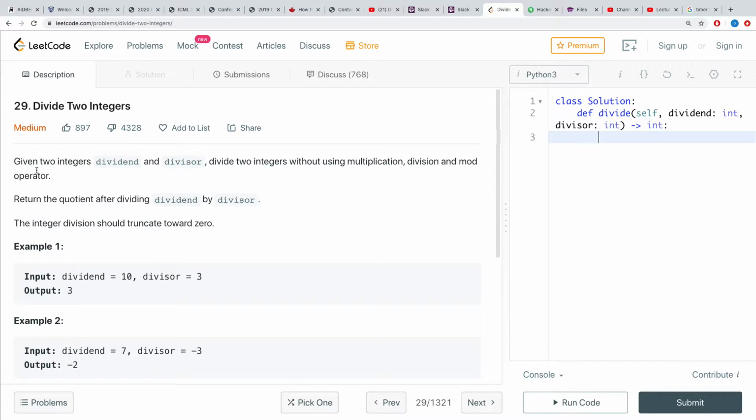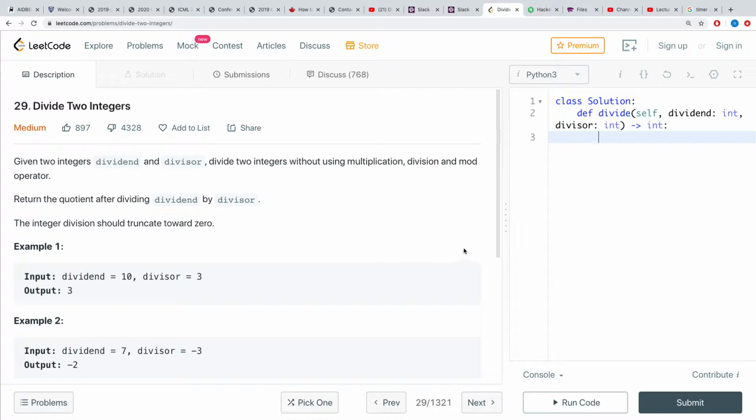Divide two integers. Given two integers, dividends and divisor. Divide two integers without using multiplication, division, and mod operator. Return the quotient after dividing dividends by divisor. The integer division should truncate towards 0.